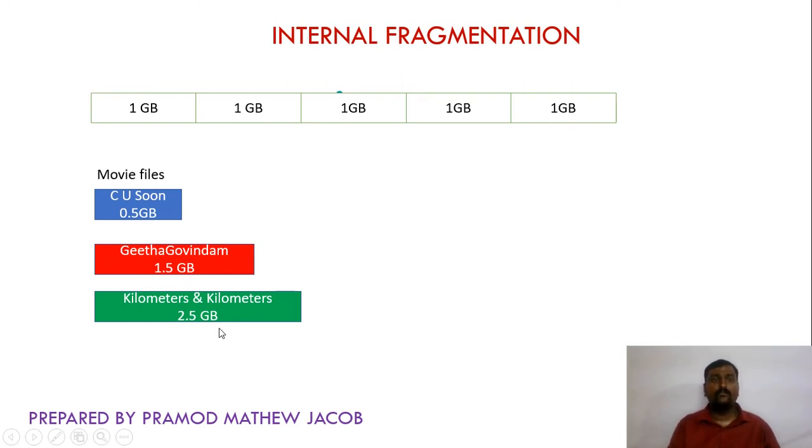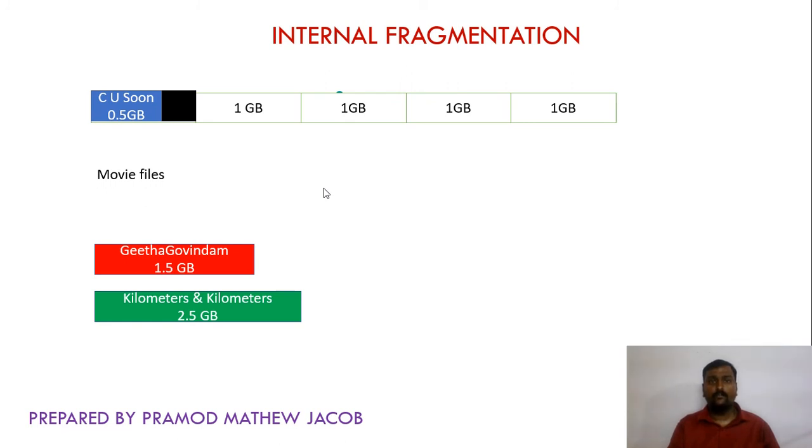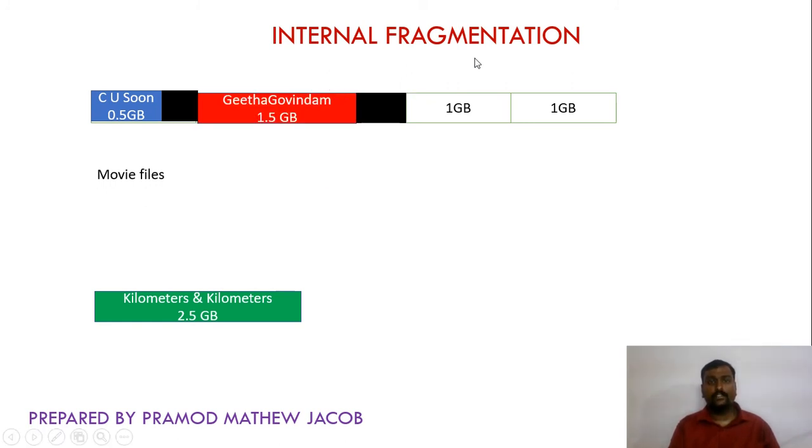First, I am trying to copy the See You Soon movie with 0.5 GB size to this particular memory. Here, the computer allocates the entire 1 GB space for storing this 0.5 GB movie, and the other 0.5 GB will be kept unused. So here some memory wastage will be occurring. Next, I am trying to copy the Gita Govinda movie of 1.5 GB. It is also stored, but it is stored in 2 GB space. So after 1.5 GB of storage, the 0.5 GB will be kept unused. Though it is allocated, it is kept unused.